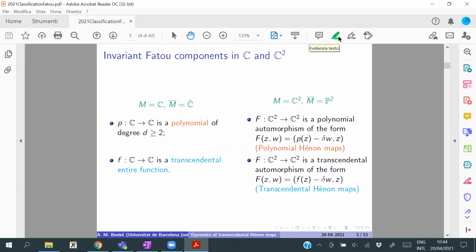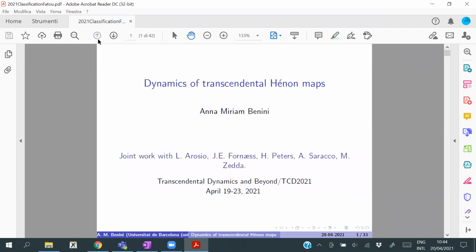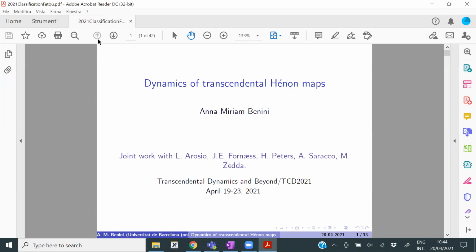Yeah. Can it be under certain conditions, so putting some conditions on these functions? Maybe. I don't think so, but maybe it's like this. I would need to check. Maybe after the talk we can sit down 5 minutes and check. I think it's not possible, but we should check. Okay. Thank you. Okay. So let me discuss a little bit about Fatou components.